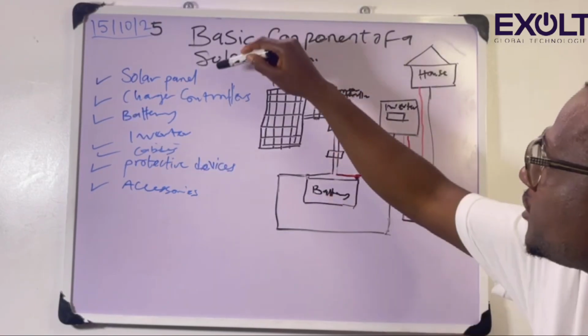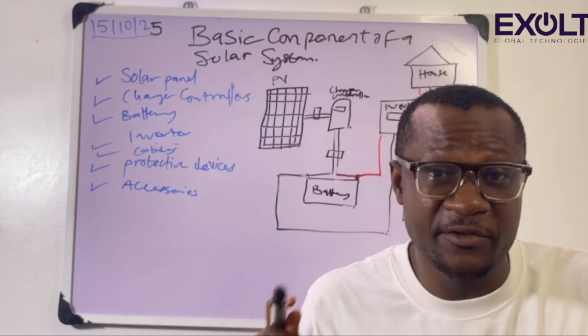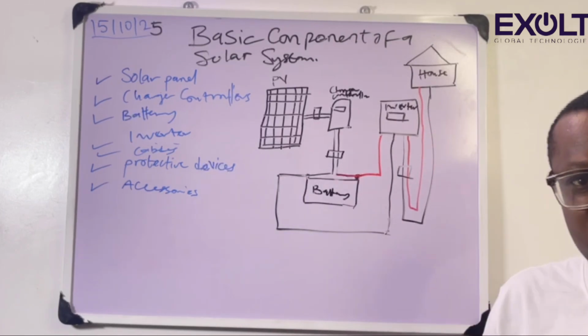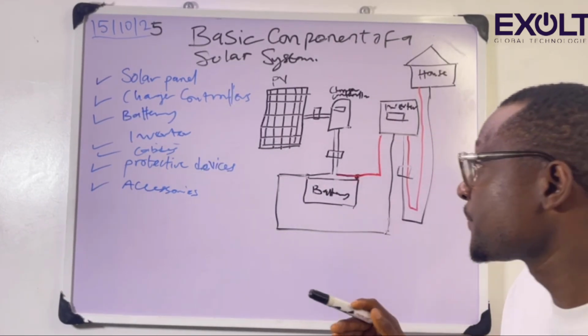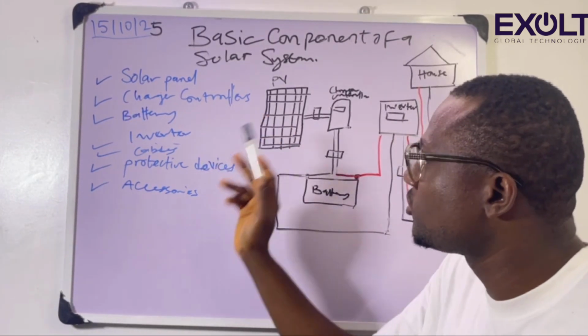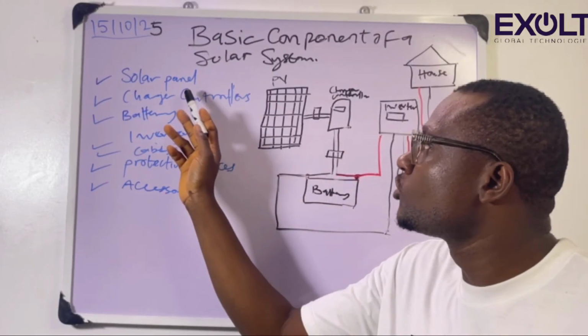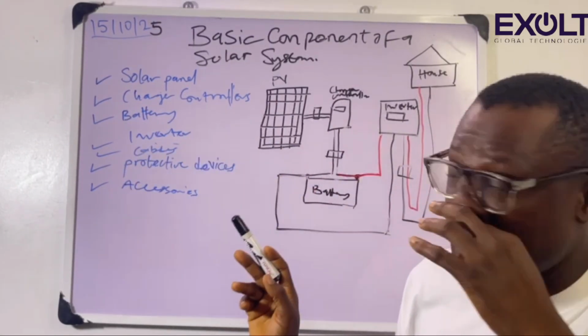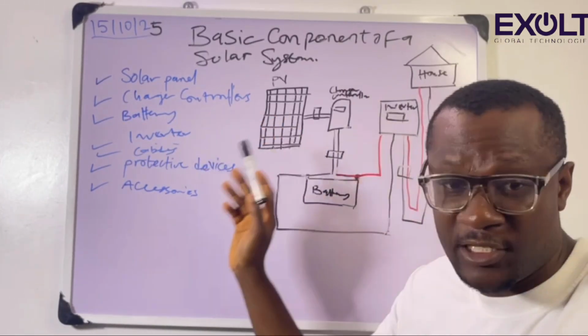So we have the solar panel, which is also known as the PV module. Without the PV module, my friend, I don't know what you're doing, calling it a solar system. Then we have the charge controllers. The charge controllers control the flow of current between the solar panels and the batteries. Okay, so it is the charge controller that regulates the flow of current.